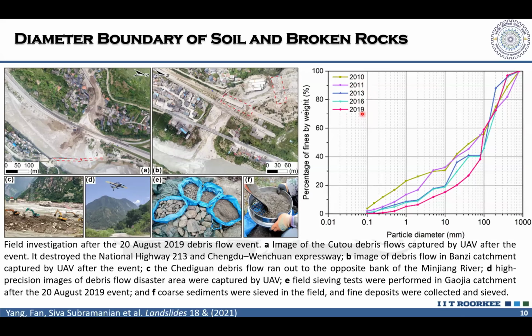From 2010 to 2019, those events are still happening. And we can see the 50% grain size is more than 10 mm. So the conventional soil mechanics tests will not be able to accommodate such large samples in a testing system. We need to find some alternative method.